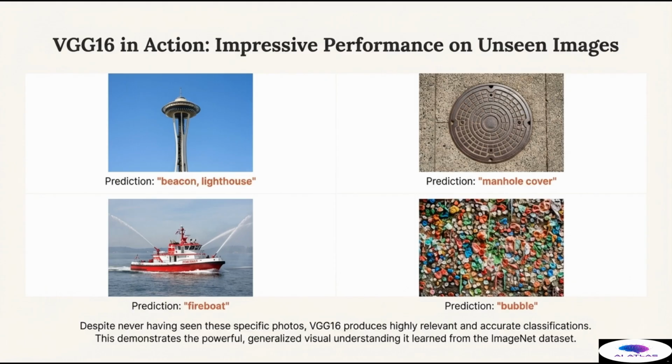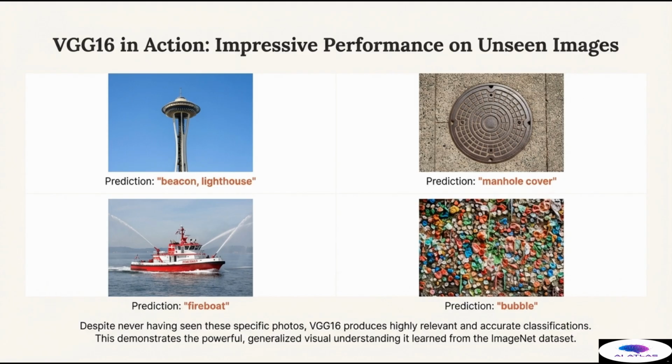The sheer depth and methodical structure of VGG16 translate into truly impressive real-world performance. Despite only being trained on the ImageNet dataset, VGG16 exhibits powerful, generalized visual understanding that allows it to accurately classify images it has never encountered before. For instance, the image of the Seattle Space Needle, which VGG16 likely never saw in training, is classified as a beacon or lighthouse with high confidence. This demonstrates not just memorization, but a semantic understanding of tall, navigational structures.